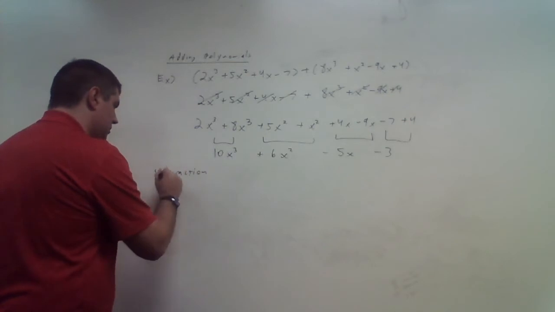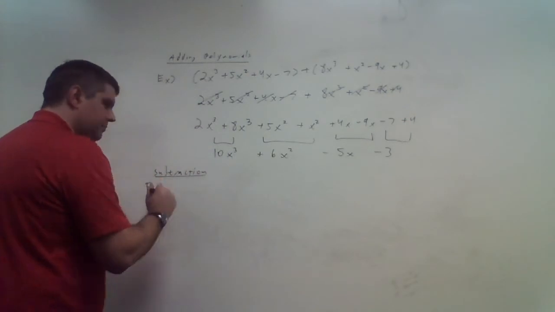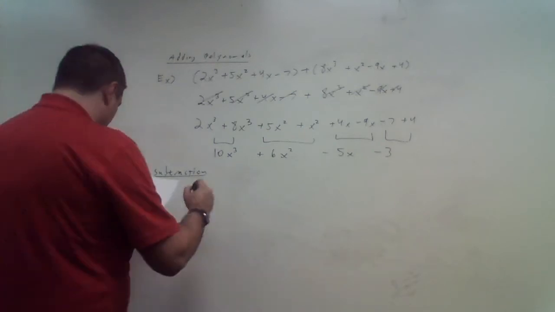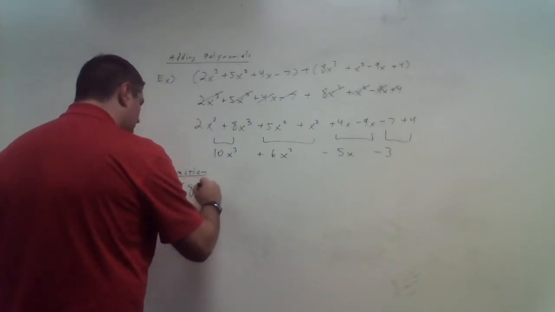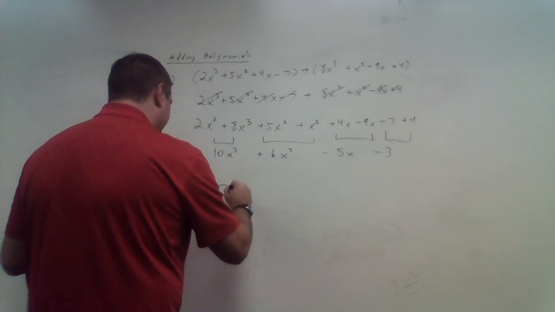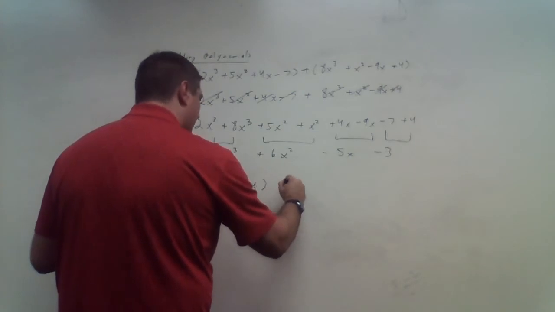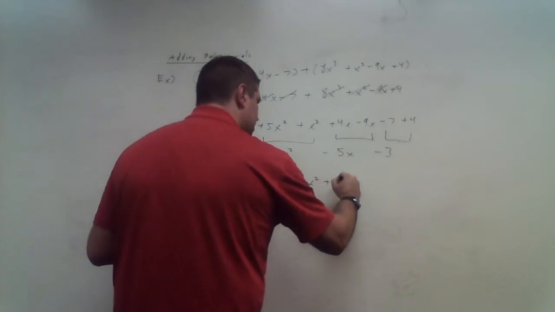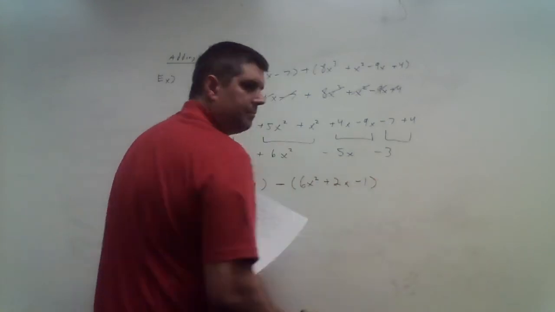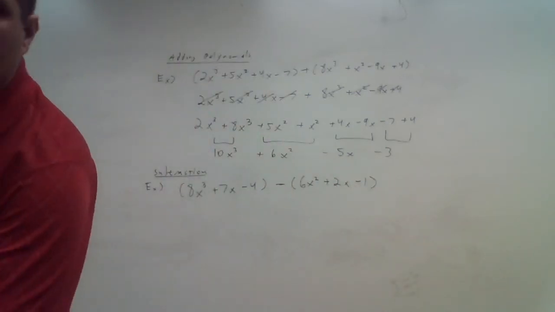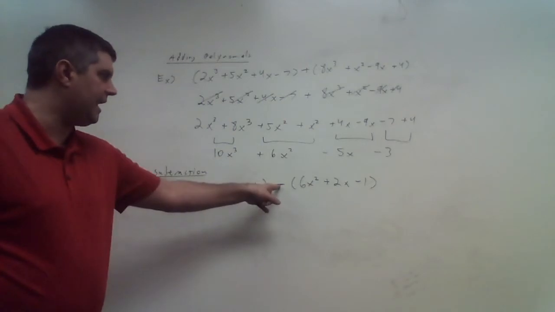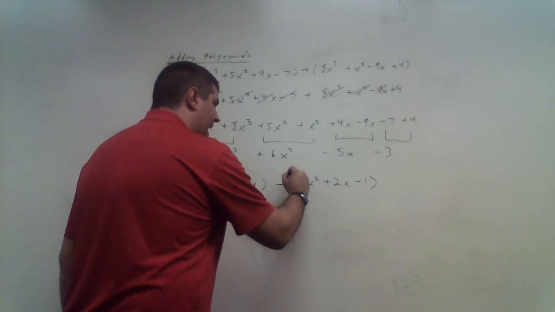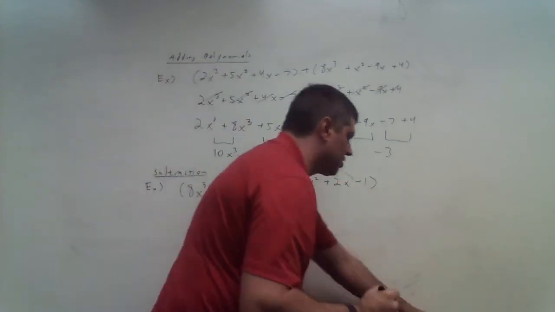Subtraction. Example. We got 8x cubed plus 7x minus 4 minus 6x squared plus 2x minus 1. This negative is going to be multiplied by everything in the parentheses. So you will have sign changes galore.